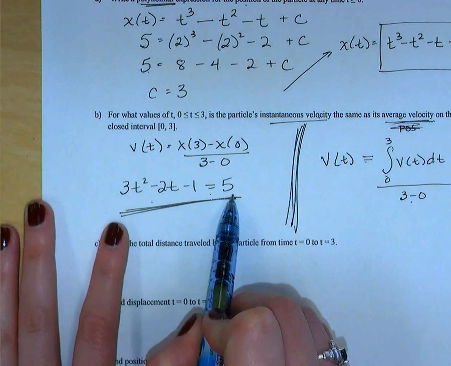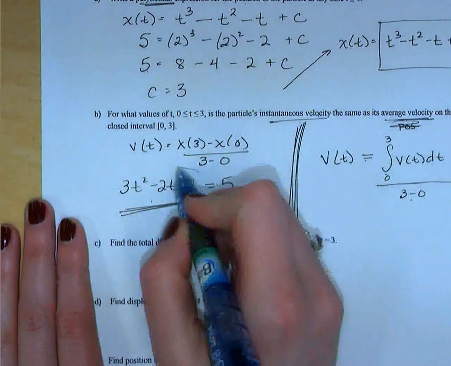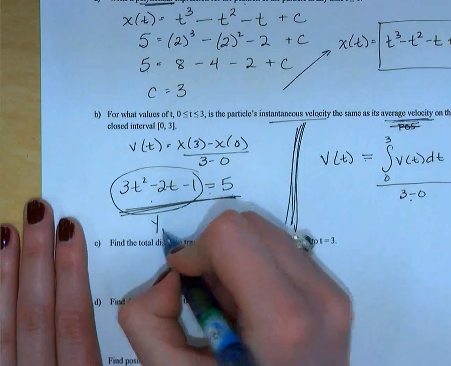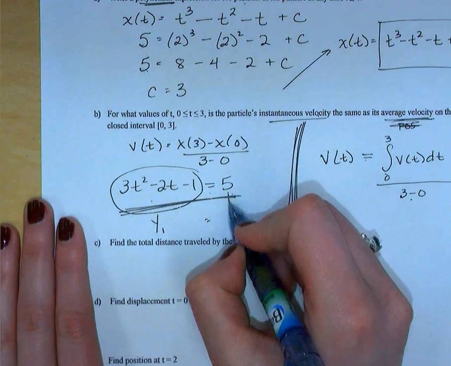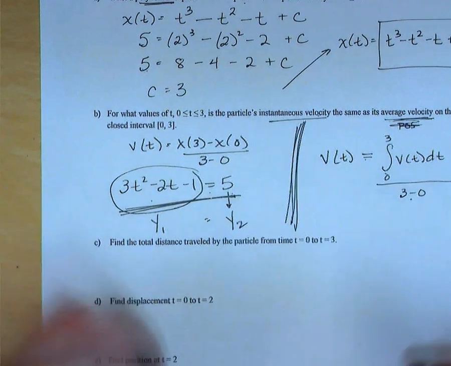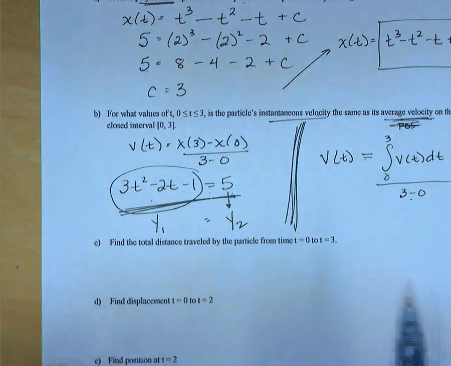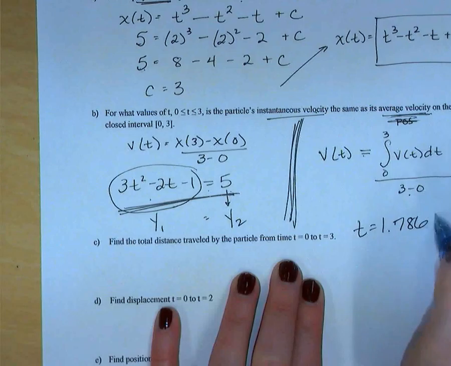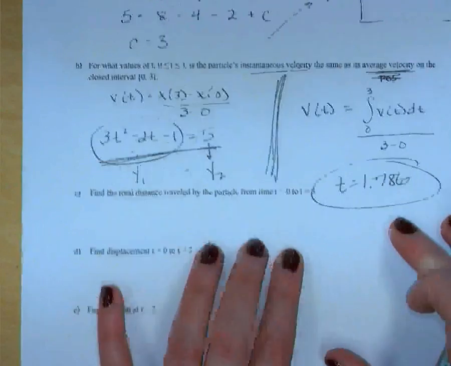Now, what I do to solve this, I put velocity as y1 on my calculator, and I put 5 as y2 on my calculator, and you want to find the point of intersection. Final answer, t equals 1.786. That's your final answer.